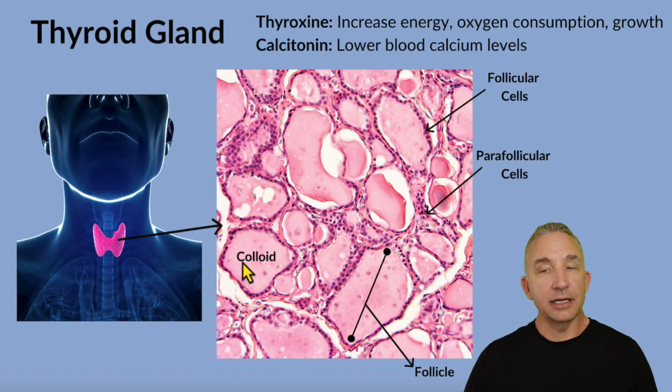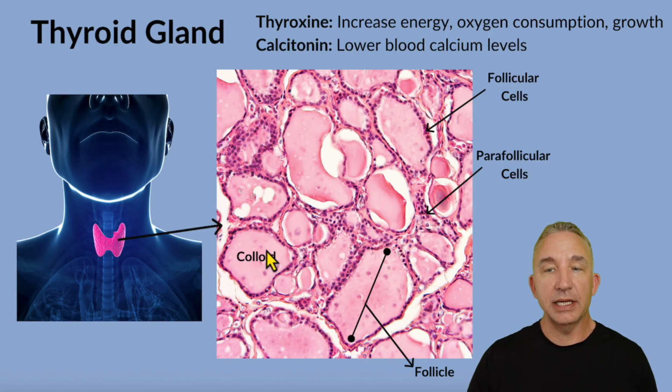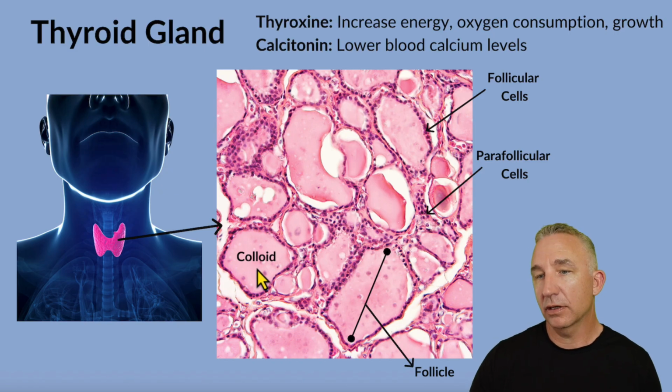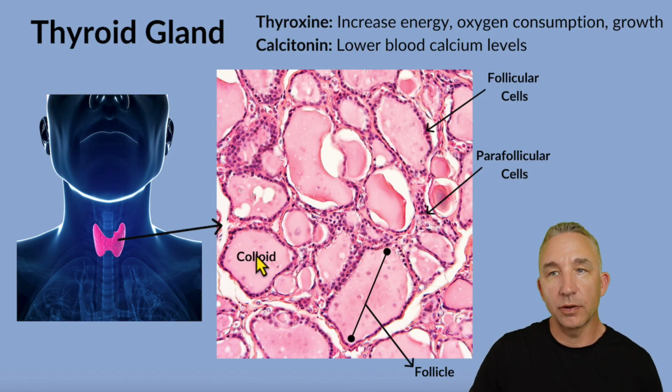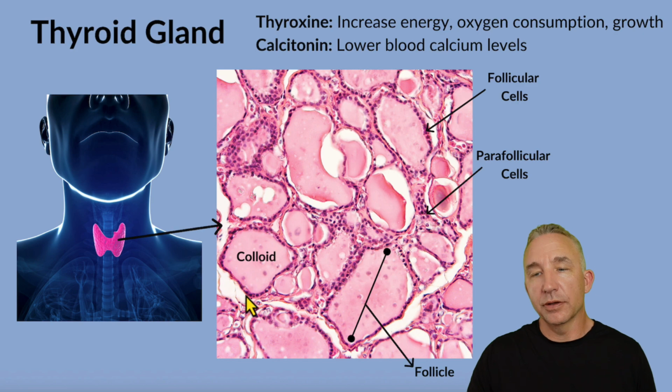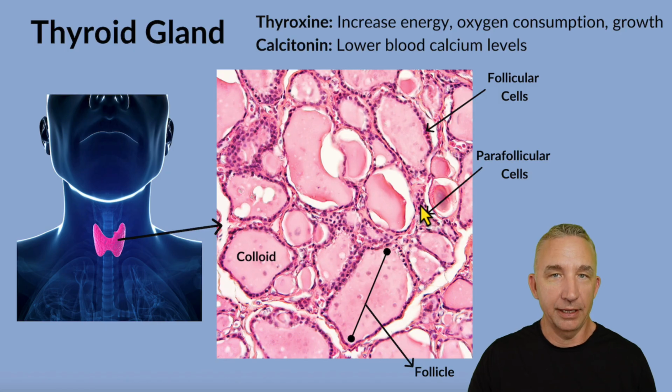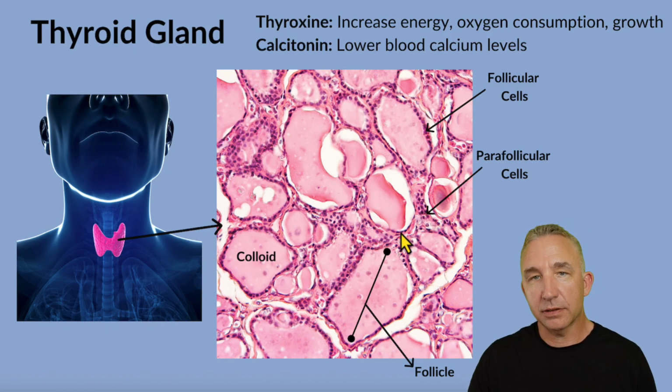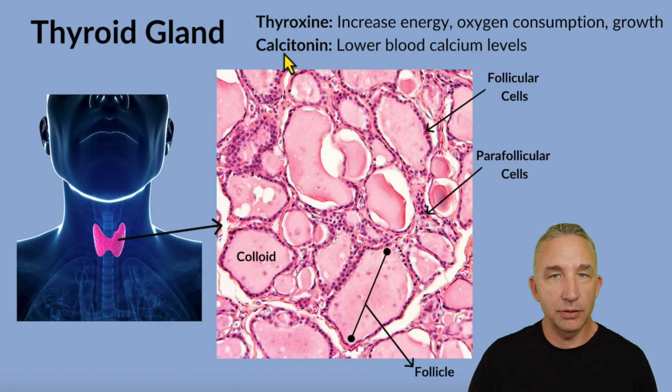When I added colloid through this is the basic gel-like material inside the follicle, and it's actually a precursor for the hormone of thyroxine. So thyroxine is part of the follicle. Outside of that follicle, I have parafollicular cells. So making up the follicle, follicular cells for thyroxine, and then I have parafollicular cells that are producing calcitonin.